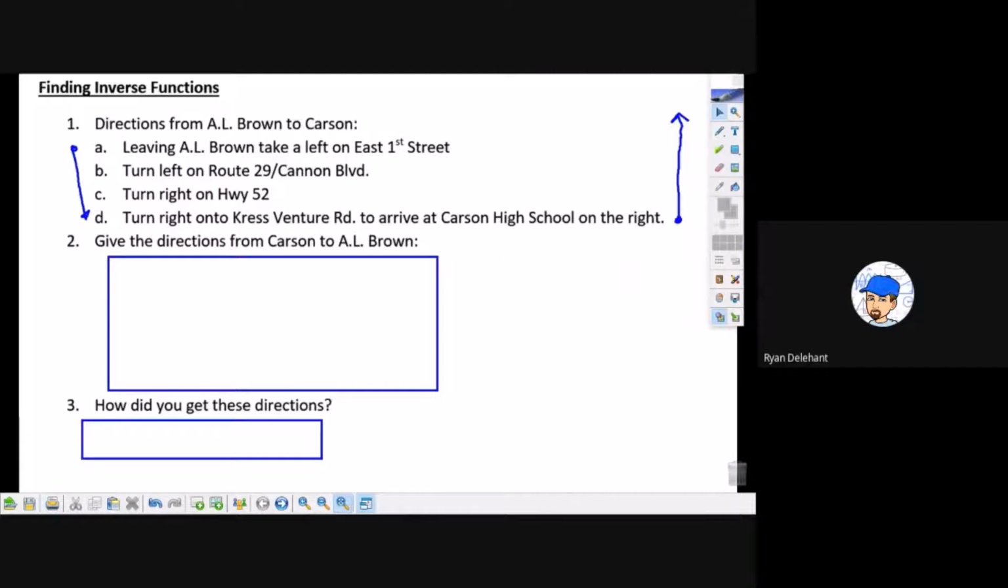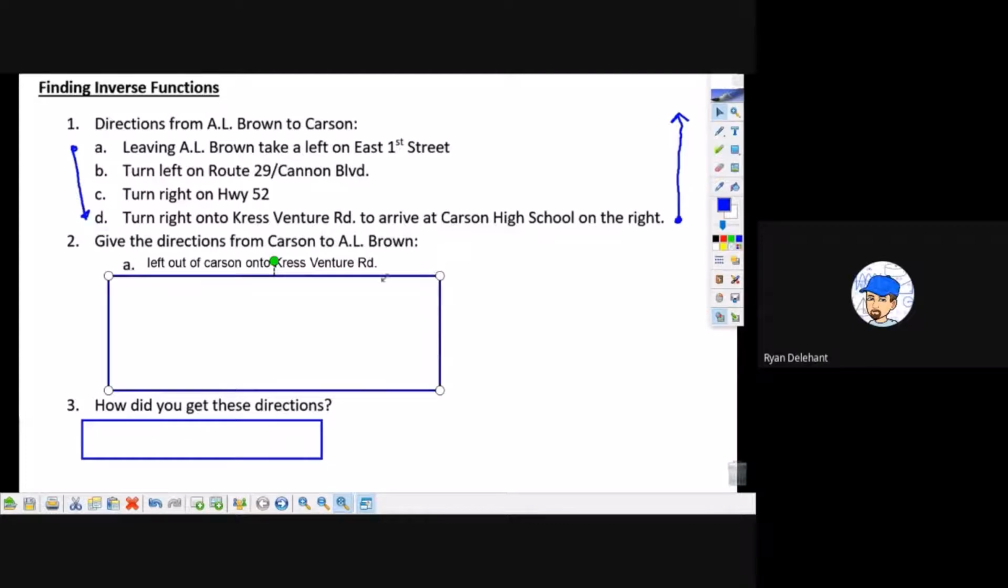But what do I need to do to that step? Do I turn right onto Crest Venture to get out? No, which way do I turn? I'd turn left. I've got to turn left to go out because I turned right to get in. That means it's going to be the opposite direction to get back out of that parking lot.